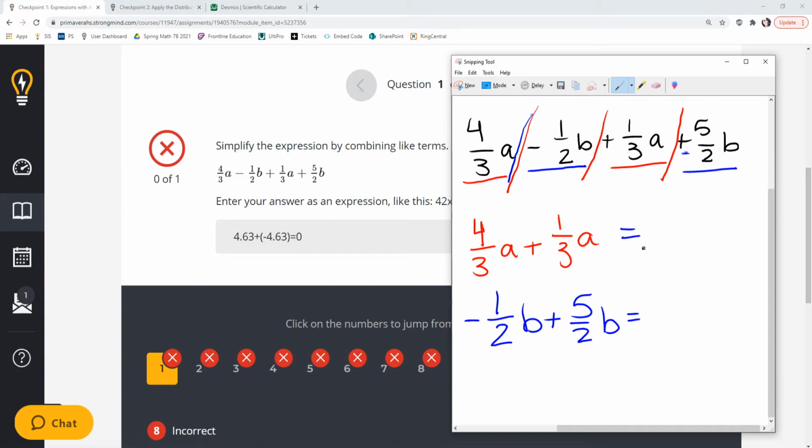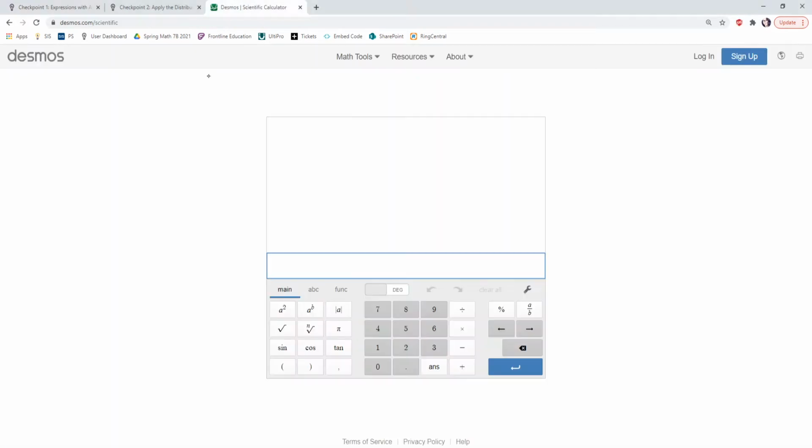Okay, then remember that when we are adding together our like terms, we're adding the numbers and we're keeping the variables. So this is going to be some fraction with an A, and down here it's going to be some fraction with a B. So let's type these into Desmos to see what we get here.